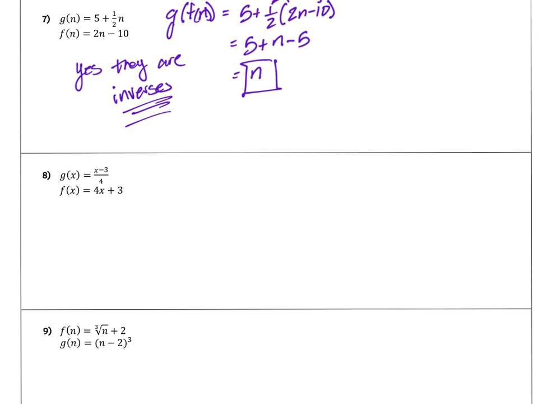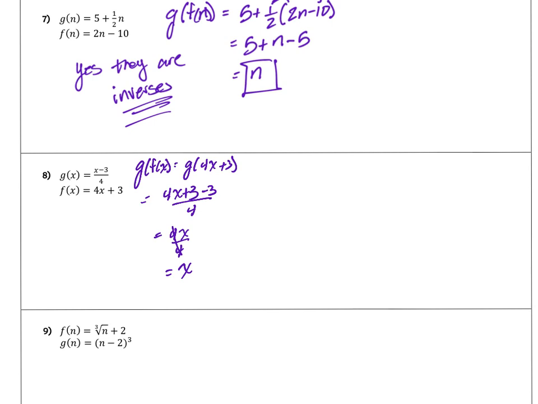Okay, so the first one I'm going to do is G of F of X. So I'm going to do G of 4x plus 3. So that gives me 4x plus 3 minus 3 divided by 4. So 3 minus 3 is 0, right? So I get 4x over 4. Those go away. That leaves me with x. So yeah, they're inverses, okay?